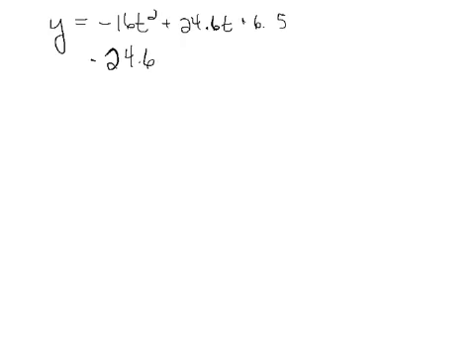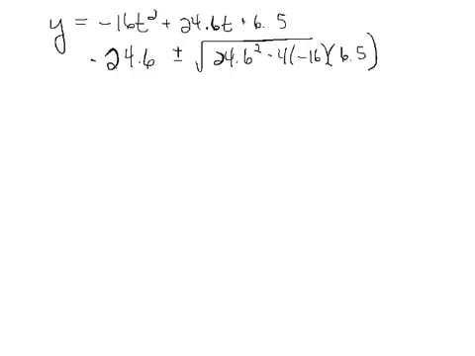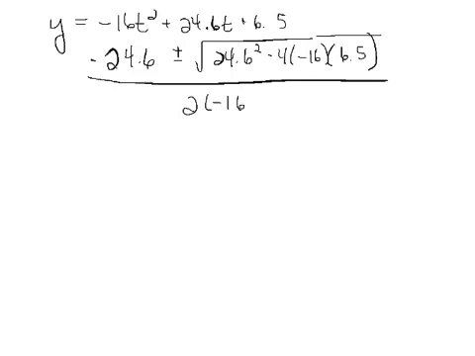First, we need to solve the first equation to figure out the time. Negative 16t squared plus 24.6t plus 6.5. So let's go ahead and solve this. Negative b plus or minus the square root of b squared minus 4ac, over 2 times a. Okay, the math works out.